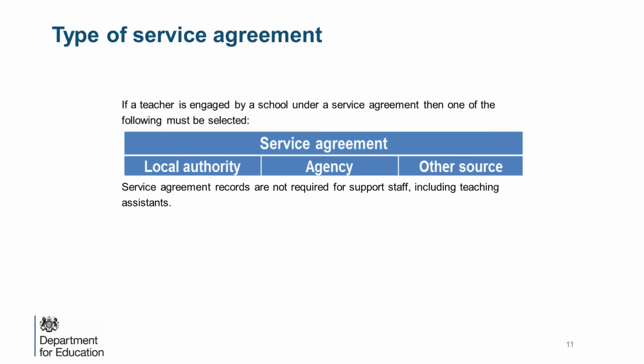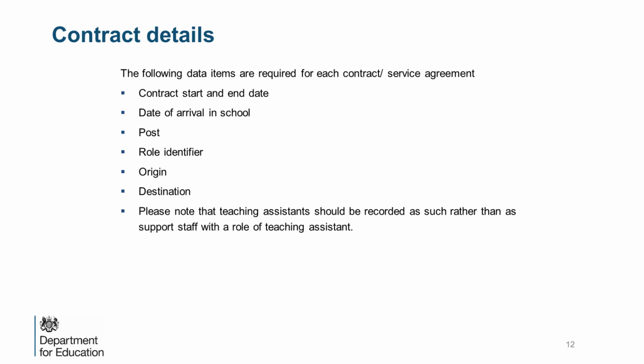Current contracts or service agreements must be included if the contract has lasted 28 days or is permanent or has a contract end date 27 days or more after the contract start date. The date of arrival must be provided for teachers and teaching assistants that started their current period of continuous service with the school on or after the 1st of September 2009. This information will enable the length of service at a school to be calculated.